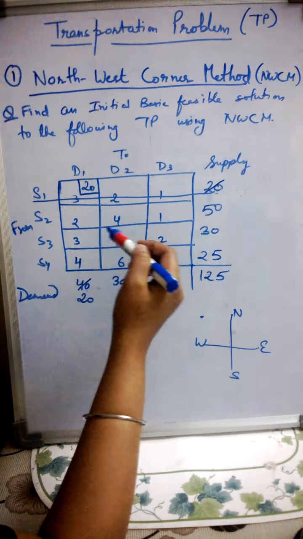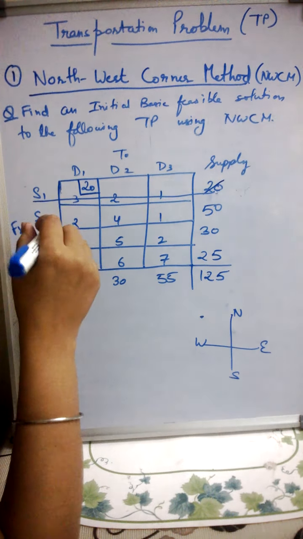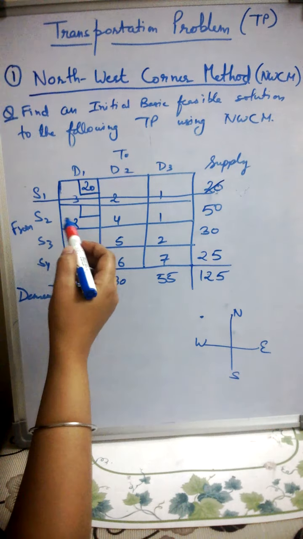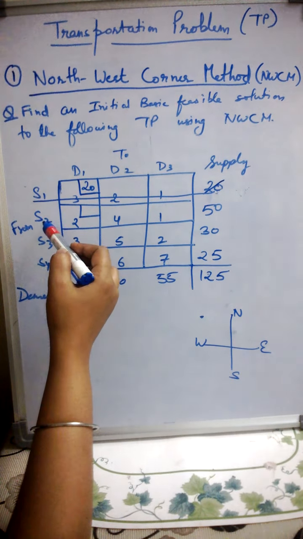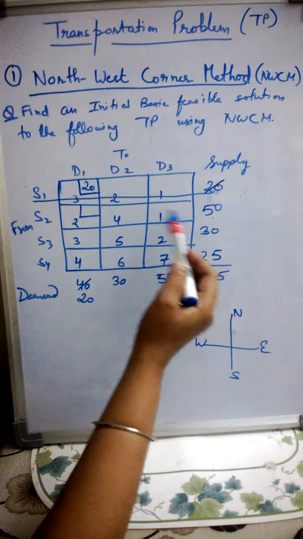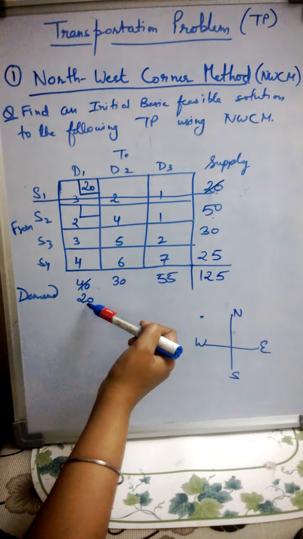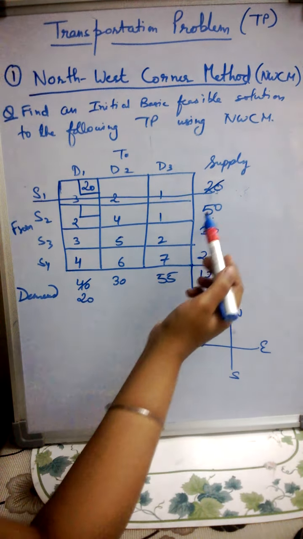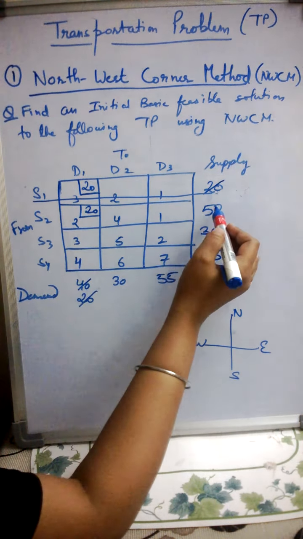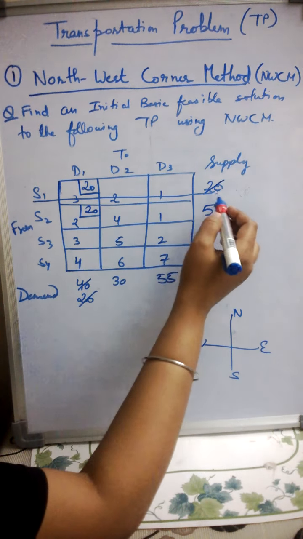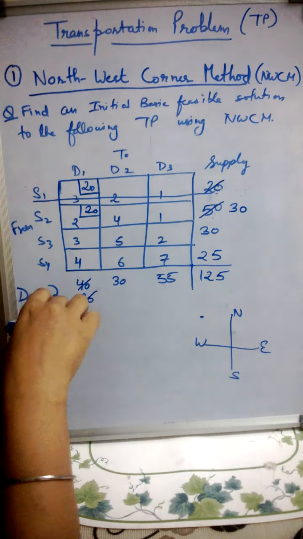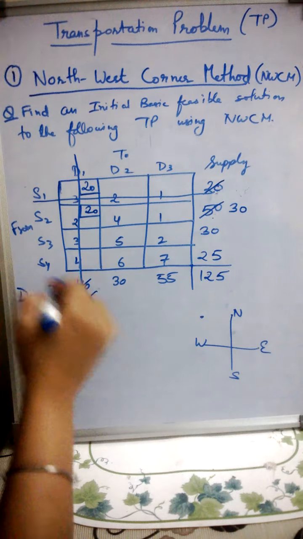Now in the remaining table, again we have to start allocating from the top left corner. So this is our top left corner. Here again, first we have to find out how much can be transported from S2 to D1. At S2, supply is 50 units and at D1, the requirement is 20 units. So the minimum of 20 and 50 is 20. So we have transported 20 from here, and out of 50 units available, 20 have been transported. So we are left with 30 units here. At this step, this demand is exhausted, so we'll cancel off this column.